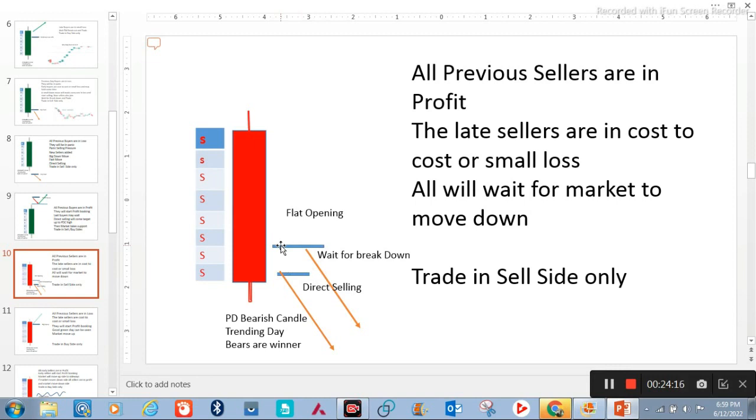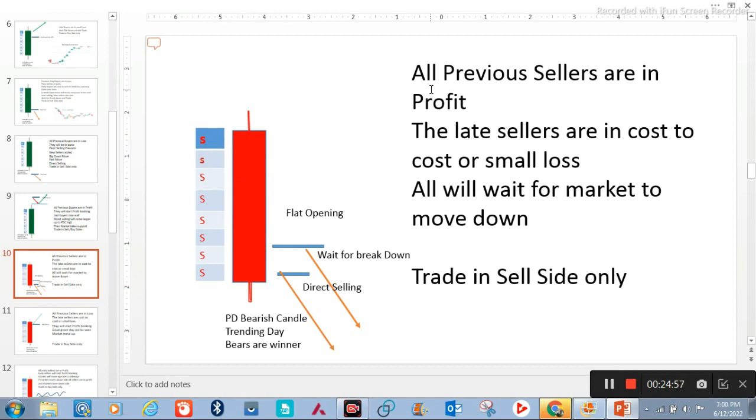Now we will see the situation. All the previous sellers are in profit. Suppose he sold at 100 rupees here. Now the price is quoting 50 rupees. Now tell me whether he is profitable or not. He sold at 100. Now the market is 50 rupees. What happened? He gained 50 rupees. He is profitable. He is the early seller. He is in the profitable scenario.